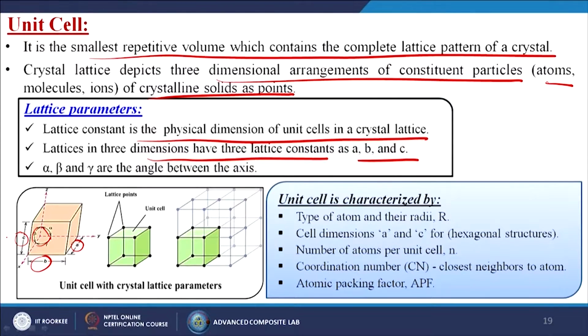So generally a unit cell is characterized by the type of atom and their radii R, cell dimensions a and c for the hexagonal structures, the number of atoms per unit cell, that is n, the coordination number, that is the closest neighbors to an atom, and the atomic packing factor, that is APF. These all I am going to discuss briefly in the second lecture.